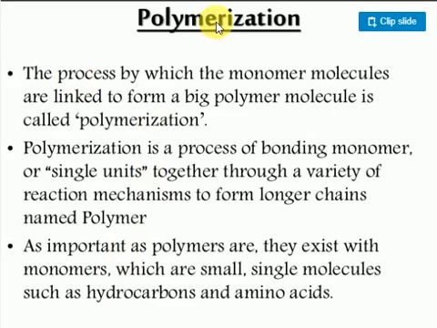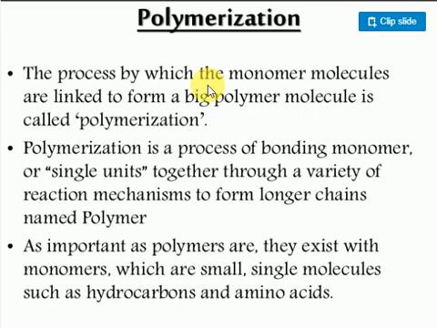So the next word is polymerization. What is the meaning of polymerization? The process by which monomer molecules are linked together to form a big molecule is called polymerization. Based on the polymerization process, the polymers are classified into various types. One is addition polymers. Look at the name itself, it means adding. Two polymers are joined together without leaving any unwanted product like water, ammonia, alcohol and so on.